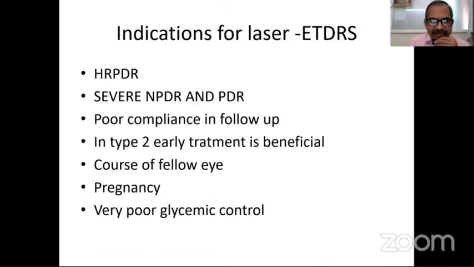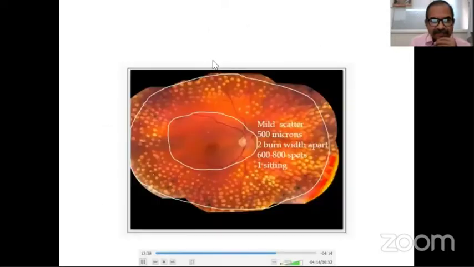What are the indications for laser? According to ETDRS, mainly HRPDR is the first and foremost indication for the laser. And in case of severe NPDR, if the patient's compliance is very poor for follow-up, then even in case of moderate to severe NPDR and PDR, we do laser. And in type 2, early treatment is beneficial. That time also we do laser. And in case of pregnancy, if the retinopathy is progressing, we do laser. And if the glycemic control is very poor, they say more than 9.5 or 10, it's better to do laser in case of moderate, severe NPDR also.